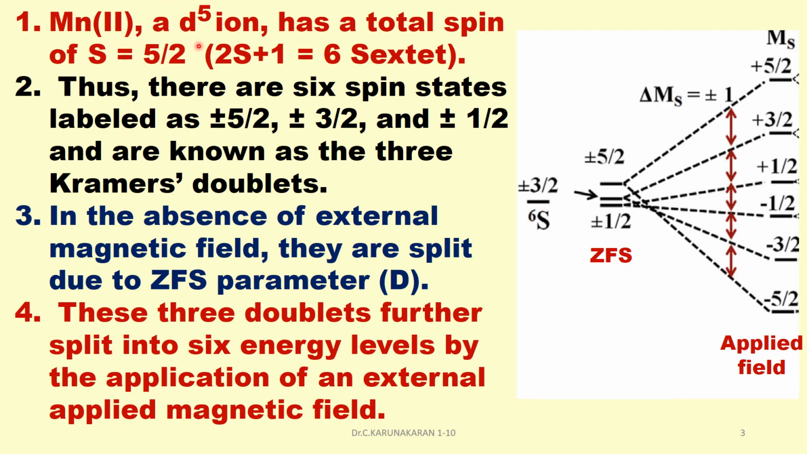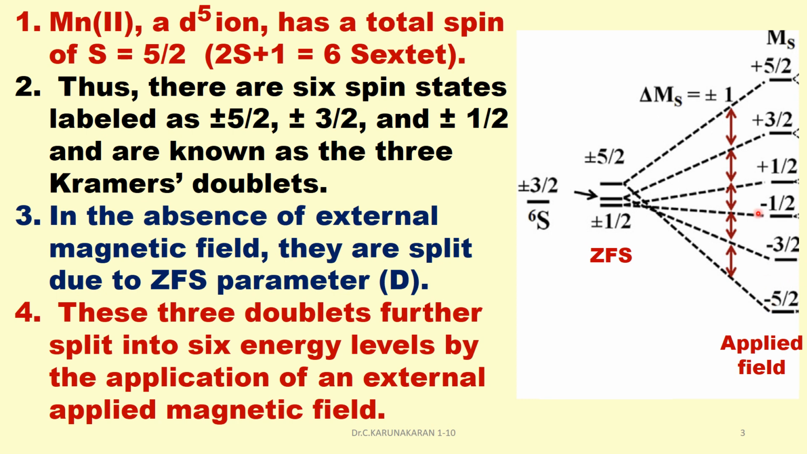Manganese ion has a d5 electronic configuration with 5 unpaired electrons. Therefore S is 1 by 2 plus 1 by 2 plus 1 by 2, and so on, for 5 unpaired electrons. Therefore the total spin S equals 5 by 2. The spin multiplicity is 2S plus 1 equal to 6, sextuple. The ground state term symbol of manganese 2 plus ion is S6, sextuple state. Therefore, there are 6 spin states.